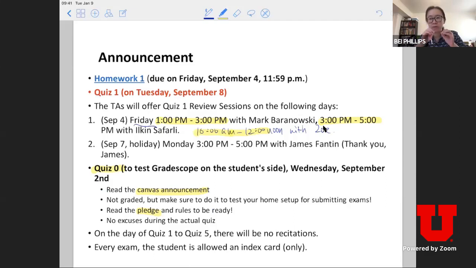So typically during the day of the quiz, there will be no recitation, so you have time to do your quiz. And for every exam, quiz 1 to quiz 5 and final, you are only allowed an index card, right? So the index card is basically roughly an 8 by 5 by 11 piece of paper. You can use double side. When you submit, you need to submit a scanned version of your index card, so double-sided.